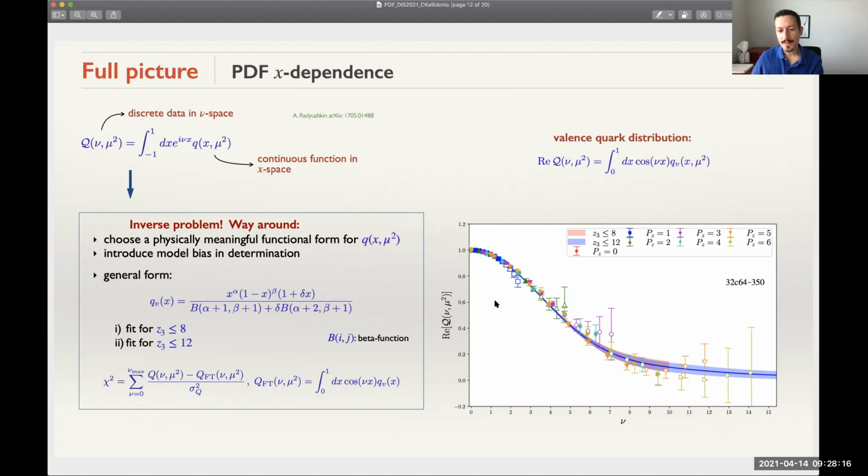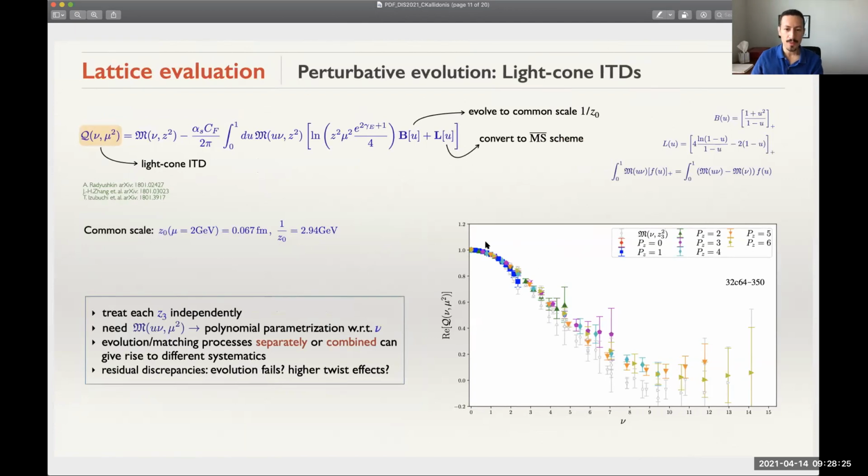So again, this is an exploratory study. I moved one slide back just to be on the evolution. We are in the process now of examining how big the effect of the evolution is for each Z3. And in order to see just the effect of the evolution, we need to take out the MS-bar scheme conversion, because this is nu dependent. So we have to take this out just to see how the evolution affects our data at different Z3s and at different nus at the same time.